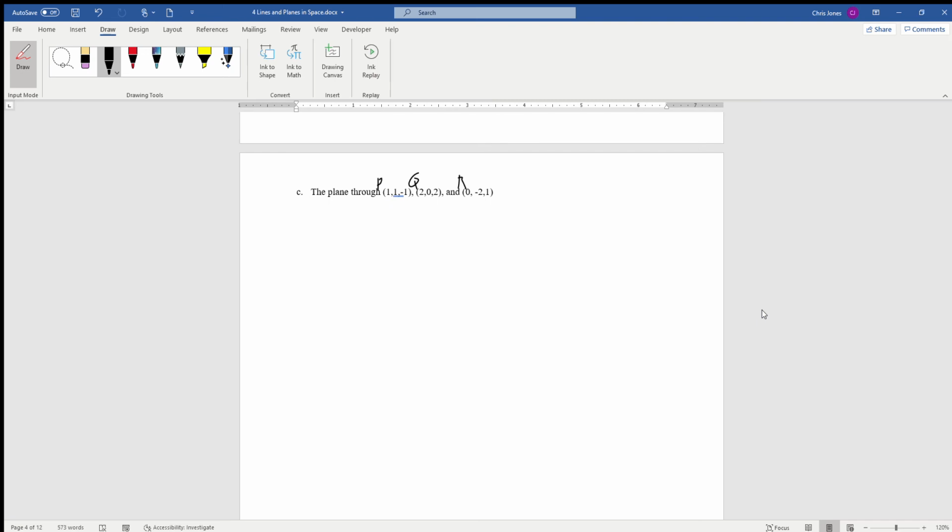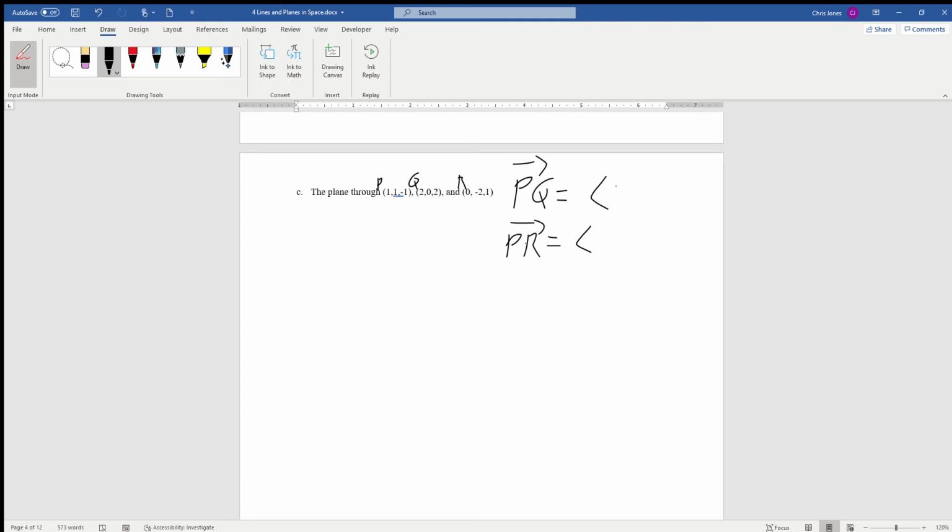We could pick any one of those 3 points, and that could serve as our x naught, y naught, z naught. To be able to get a normal vector, what we might be able to do is employ something that we learned in a previous lesson. All right, so let's get some vectors. Let's get vector PQ, and let's get vector PR. Right, and again, terminal minus initial.